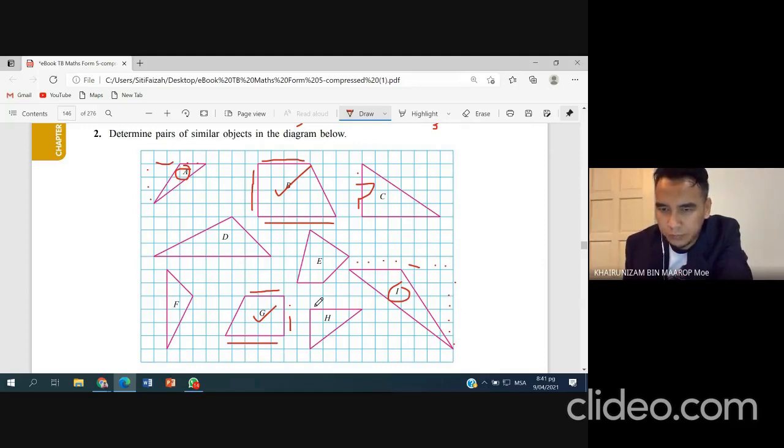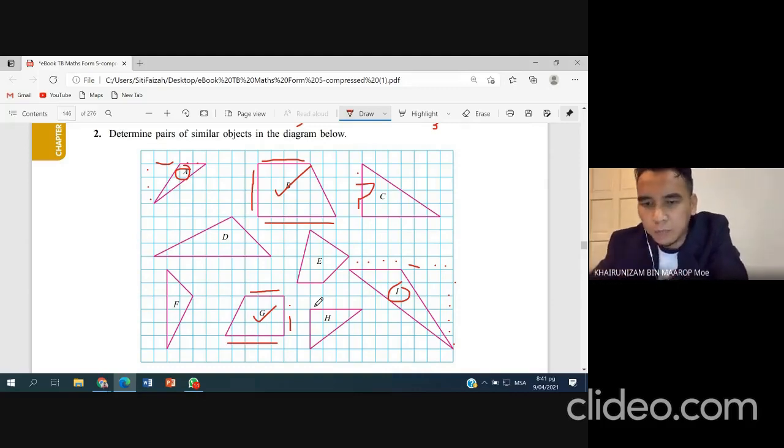Is that the same? The one just now was 4 over 3. Or 4 over 3. And then the other one, we have 6 divided by 4. We did not get 4 over 3. So is that similar? I think not similar, isn't it?